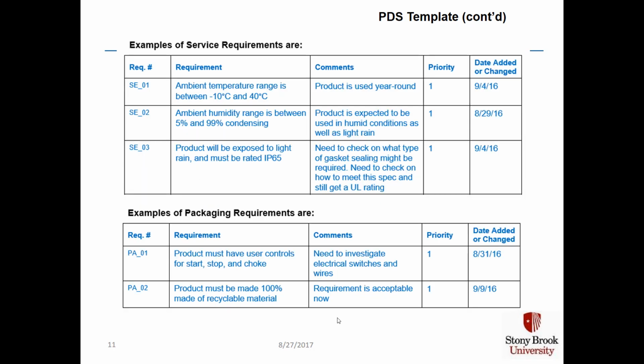Here are some illustrative examples of service and packaging requirements. In the rightmost column, write down the date you created the requirement or the date you modified it. The comments column is for your own reminders to self about what you put down for a requirement or what you still need to find out in the near future.